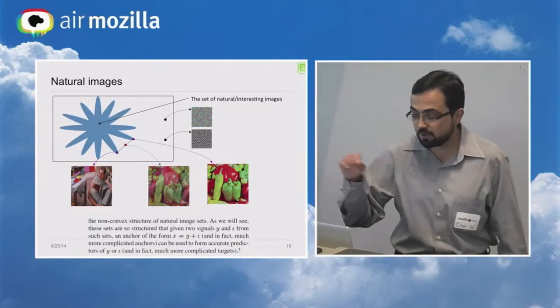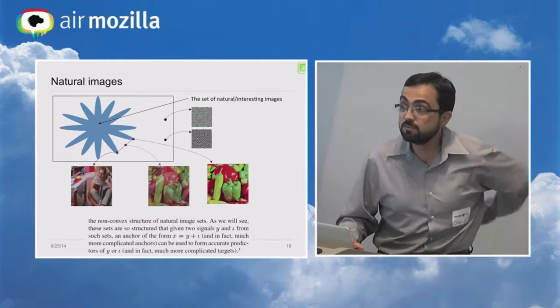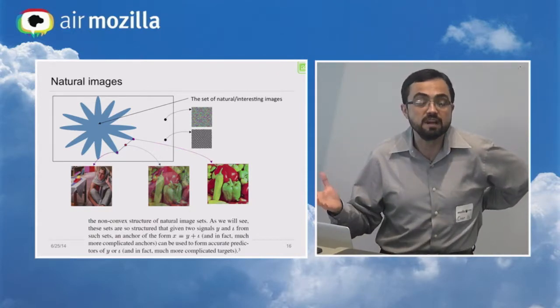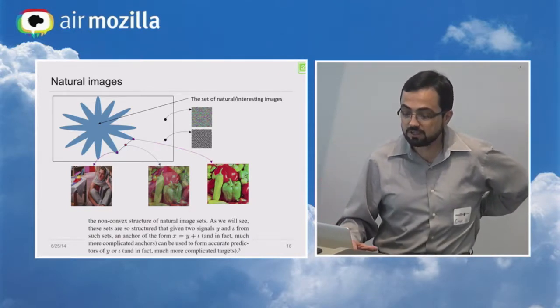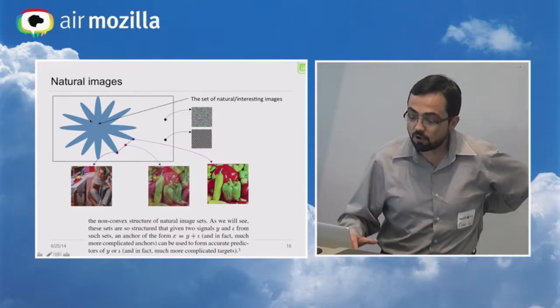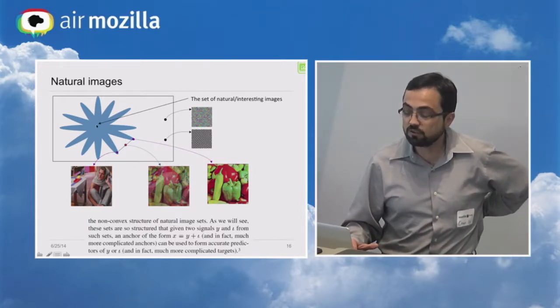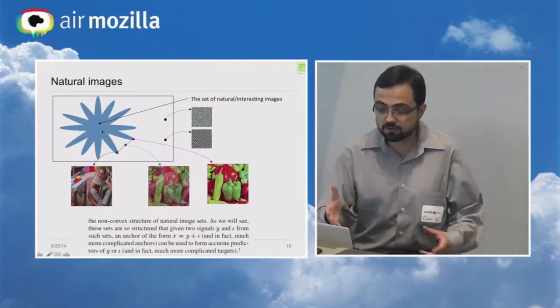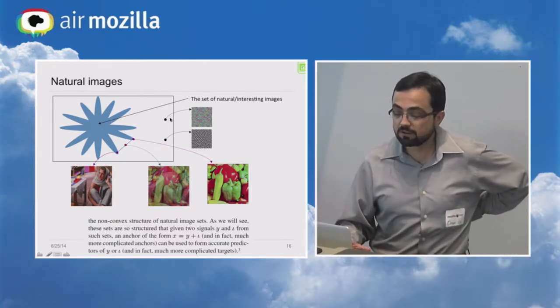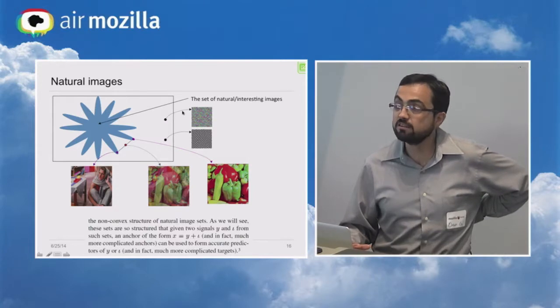So here is basically one schematic way of looking at natural images. Natural images live in non-convex sets. Non-convex means something like what we're calling star-shaped sets. This is the set of natural, interesting images, whatever that means. Here are, for example, things that are not in the natural images set.